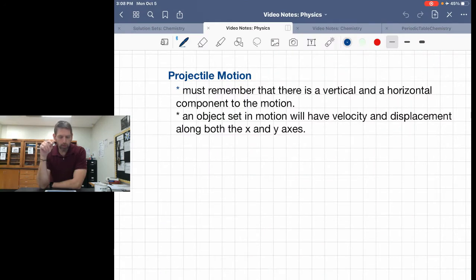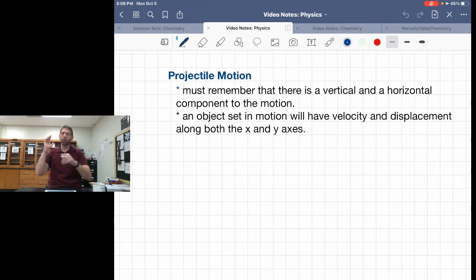So up until this lesson, we've looked at motion just horizontally or just vertically. When we're talking about projectile motion, what we're going to have to keep in mind is that we have both a y and an x component to the motion for a projectile.